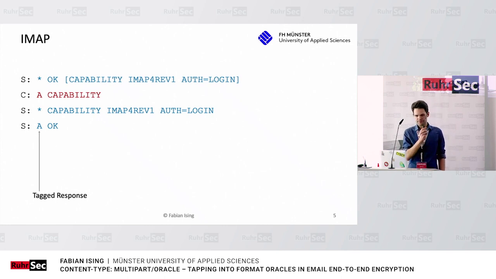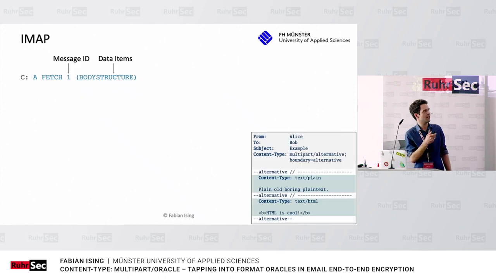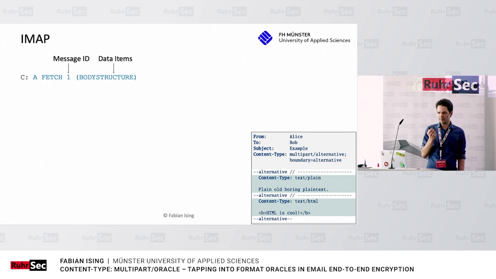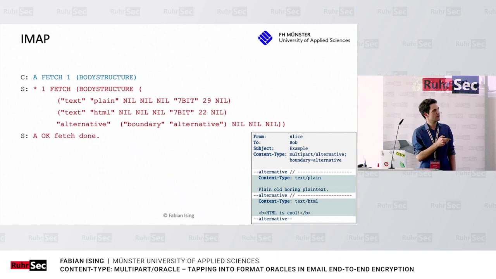So far, so good. Now, of course, we want to retrieve our emails, because otherwise, why would you use email at all, or IMAP at all? So to do that, the client uses a so-called fetch command. This has two parameters mainly, the message ID, in this case one, and data items. In this case, we want to request the body structure of a message. Body structure, as the name implies, is the structure of the actual message body, so the structure of the actual content. So for the message I've shown you two slides prior, the multipart alternative message, a body structure would look like this. So this looks complicated, but I will guide you through it.